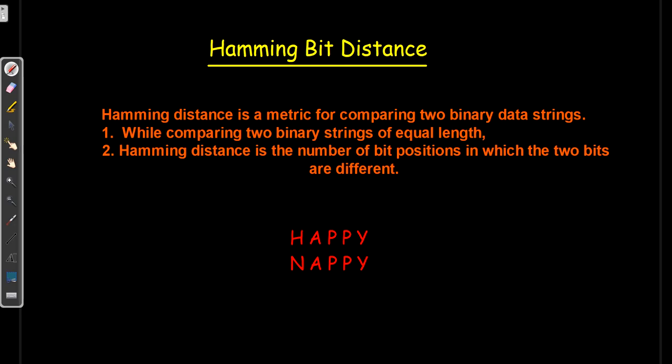Today in this video, we will discuss a very interesting question, Hamming bit distance. Well, coming to Google definition, Hamming distance is the metric for comparing two binary data strings. While comparing two binary strings, they should be of equal length, and we have to look for the number of bit positions in which the two bits are different.